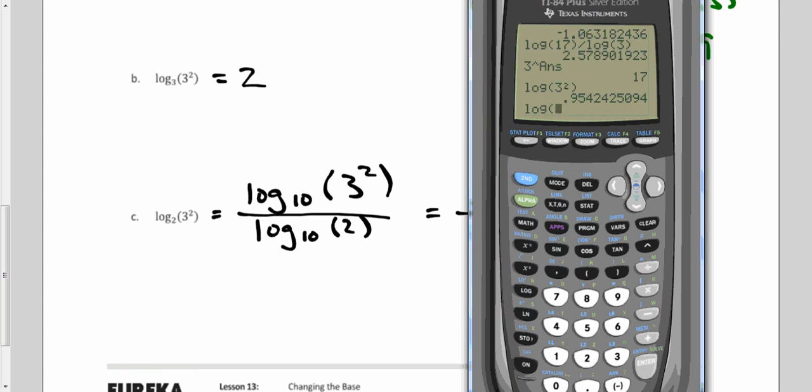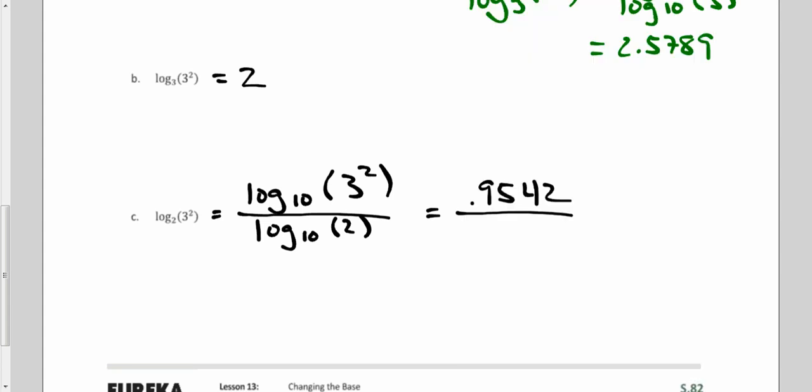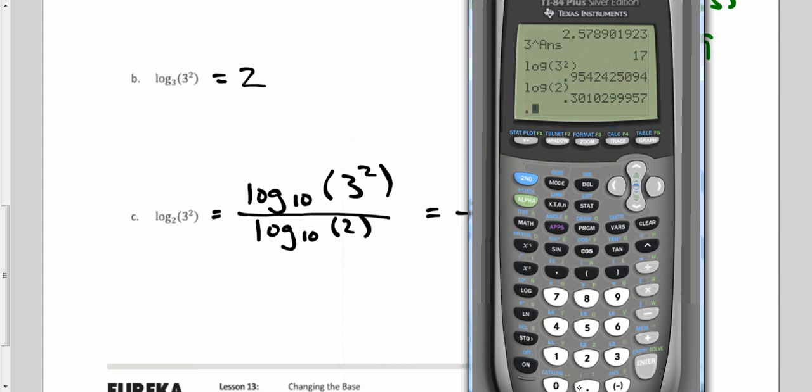Log base 10 of 2 equals 0.3010. And then I take 0.9542 divided by 0.3010. Enter, and I get 3.1701.